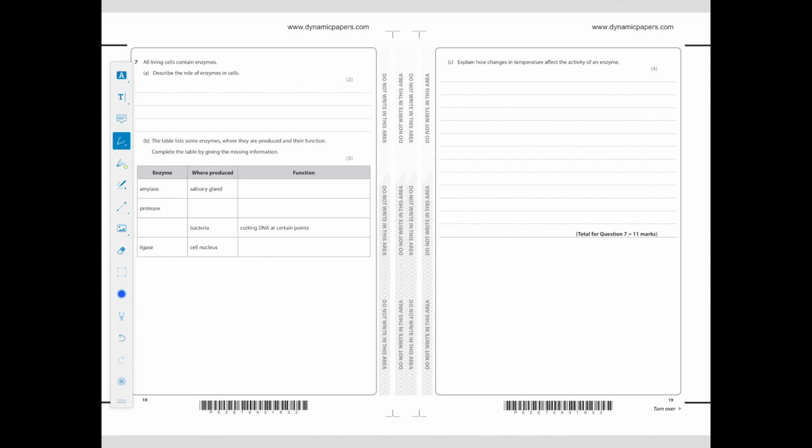Seven, all living cells contain enzymes. Describe the role of enzymes in cells. So they're really asking you for the definition of an enzyme, which is that it is a biological catalyst. And you do need to learn these off by heart, which speeds up the rate of reaction without being used up.